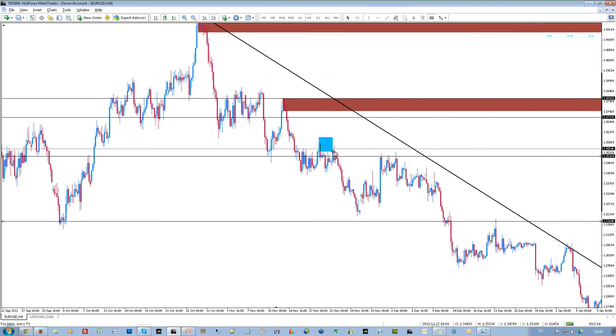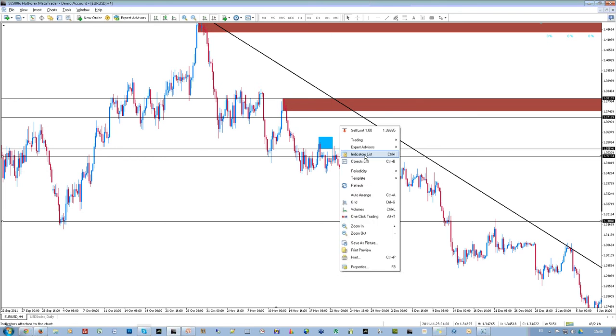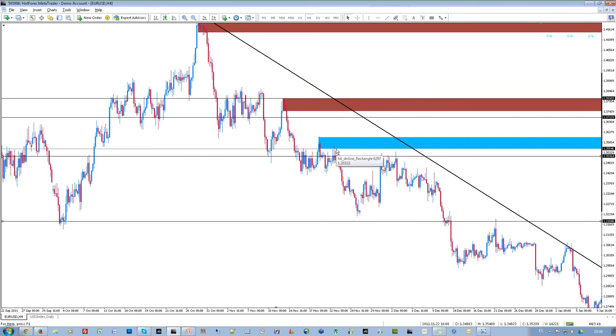There. This level, as you can see, made a lower low over here, and then rallied. So this is the first reaction. We can't trade this level again because it is already tested. So this is not a tradable area. The tradable area would be this one.